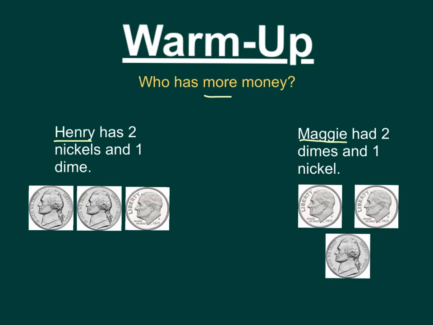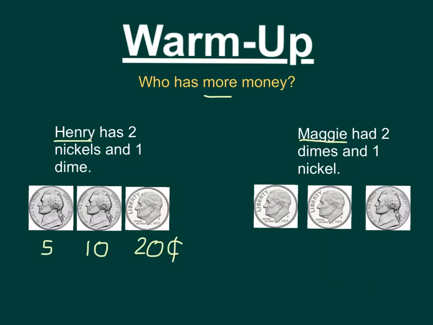Nice work. Let's count how much money Henry has. He has 5, 10, 20 cents. Now let's count how much money Maggie has. She has 10, 20, 25 cents. I know that 25 is more than 20. So Maggie has more money than Henry.